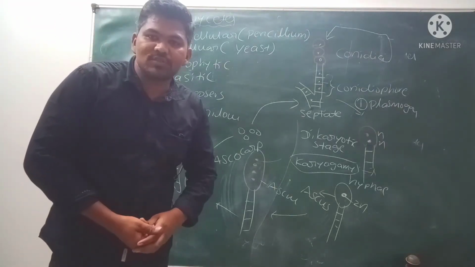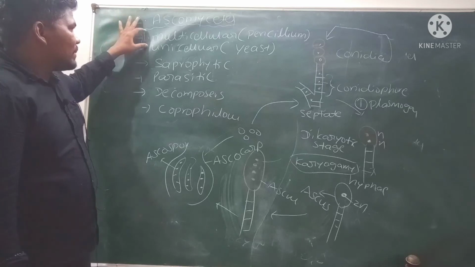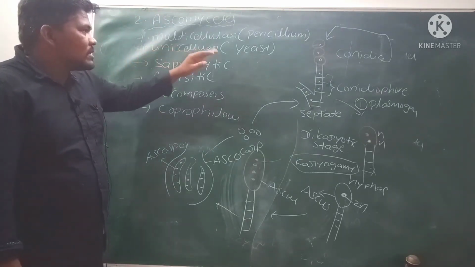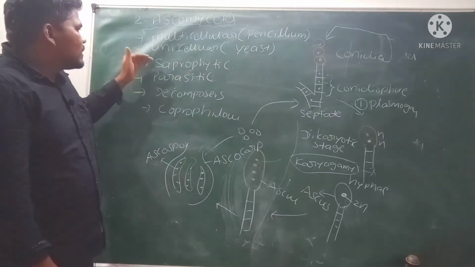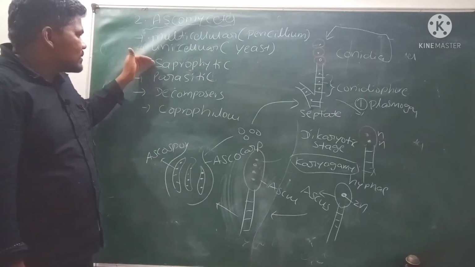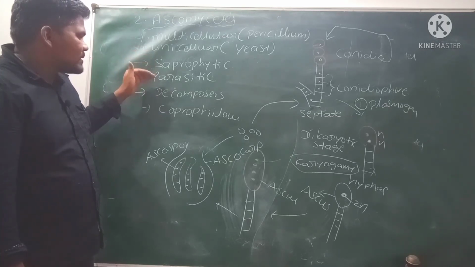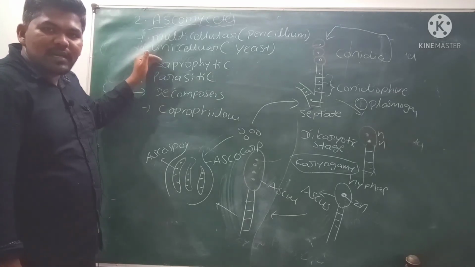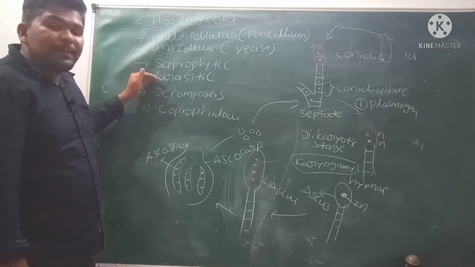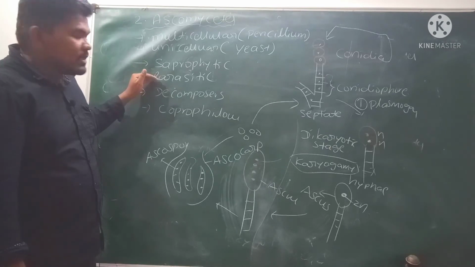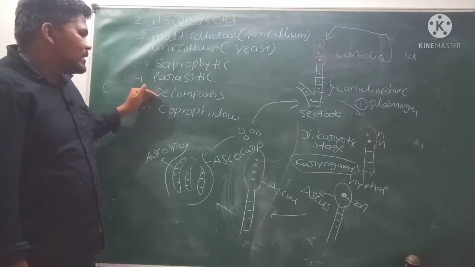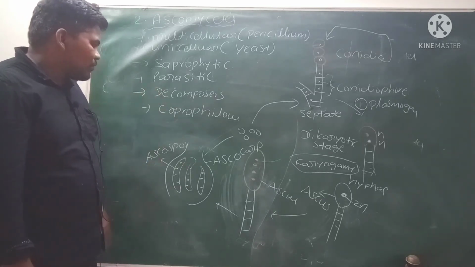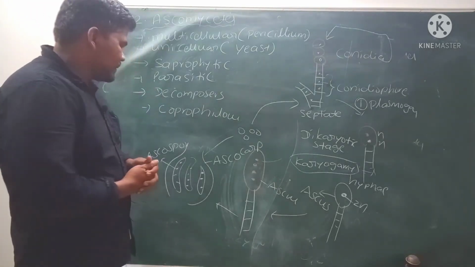Once again, ascomycetes are multicellular, for example penicillium, and some are unicellular, for example yeast. Ascomycetes are saprophytic, parasitic, or decomposers. Saprophytic means they live on dead organic material. Parasitic means they live on living organisms. Decomposers decay the material. Saprophytes live on the dead.